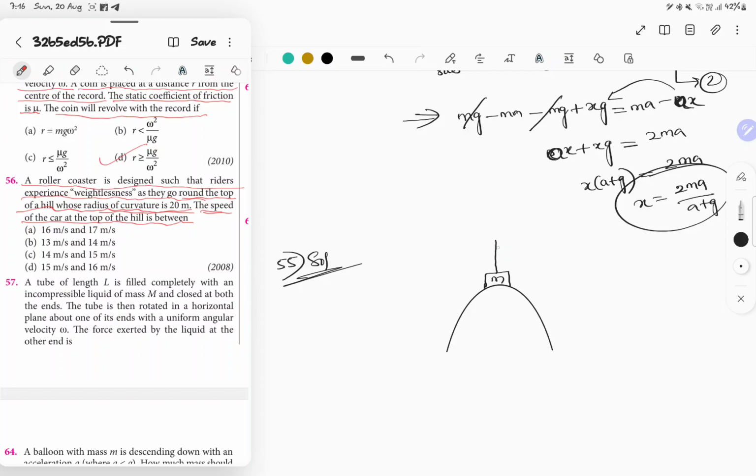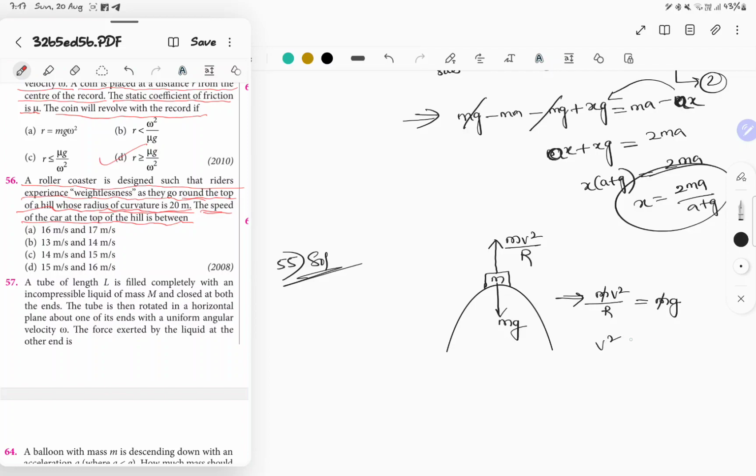That means there should be an upward force, and that is equal to mv square by r as it is moving on a circular path. The weight of the body and the centrifugal force both must be equal. Then only the net force acting on that object will be zero, and that object will feel weightlessness at that point. So let me equate these two forces. For weightlessness, these forces must be equal. That is, mv square by r must be equal to mg. M will get cancelled. We need to find out the velocity.